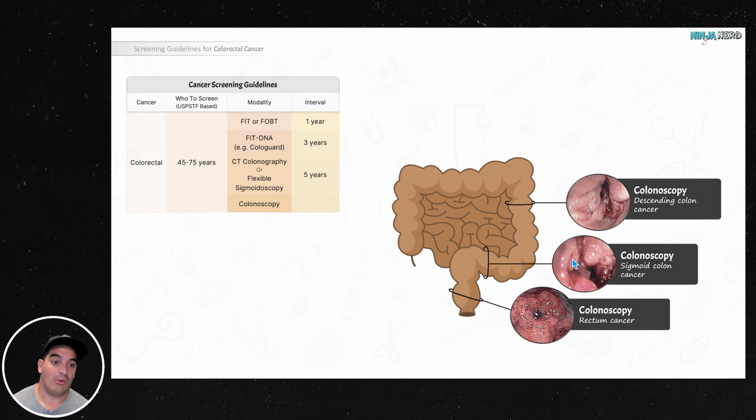Should we start them on chemotherapy, etc.? But if it comes back normal, you can again push this study out to every 10 years. And so that's something I want you guys to really remember.